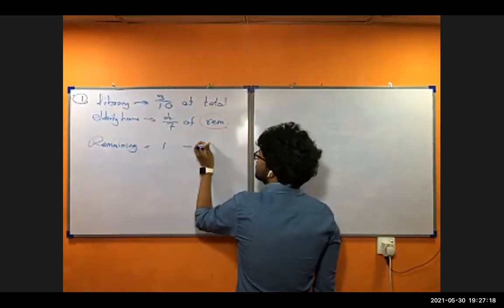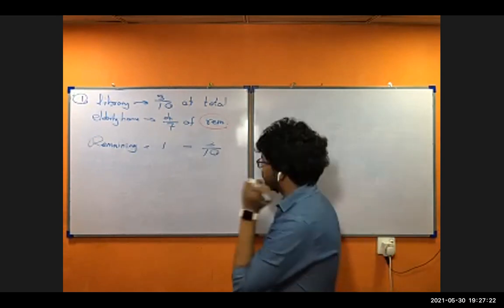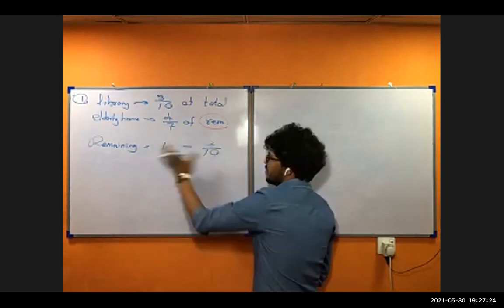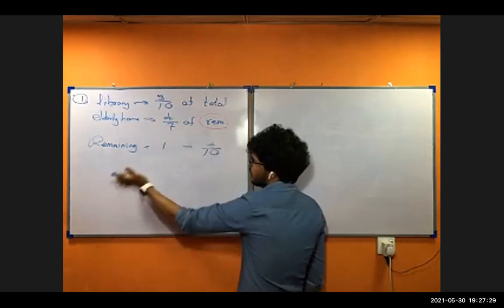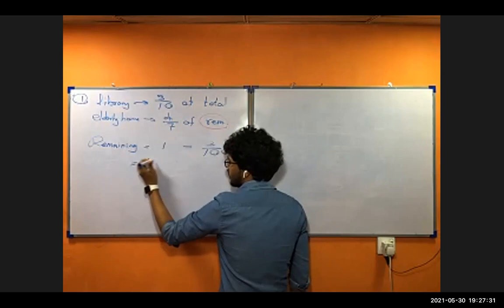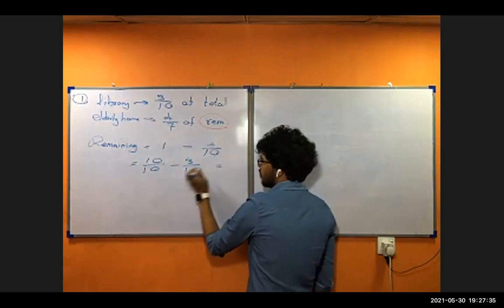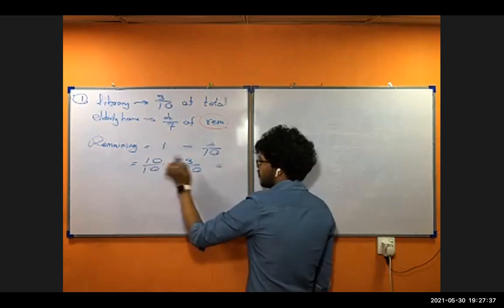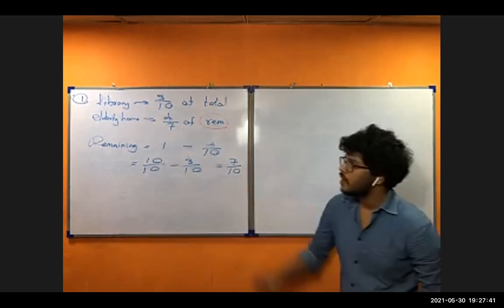She gave 3/10 to the library, so we have to subtract this. From 1 you subtract 3/10. If you write the steps, 1 means 10/10, so 10 over 10 minus 3 over 10. Same denominator, so 10 minus 3 is 7 over 10. So this is the remaining.